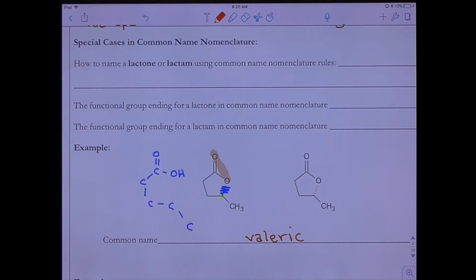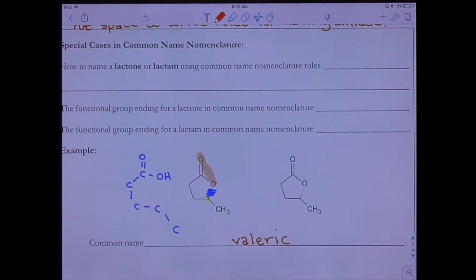And then we'll talk about the endings in a minute. No, let's talk about the endings now. Fine. So the functional group ending for a lactone is lactone, because you're looking at that ring thing and you're going, oh, lactone. And if it's a lactam, it's lactam. So just like before, you're dropping off the ic ending and putting the functional group ending in there.